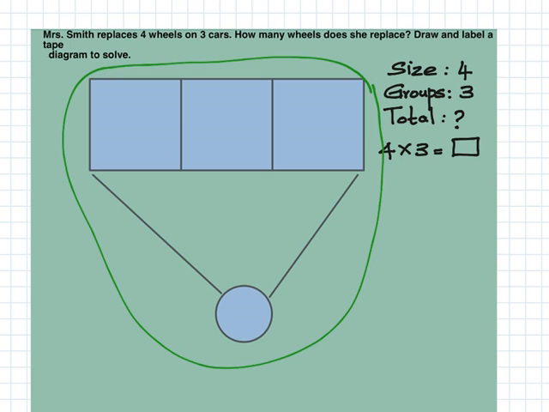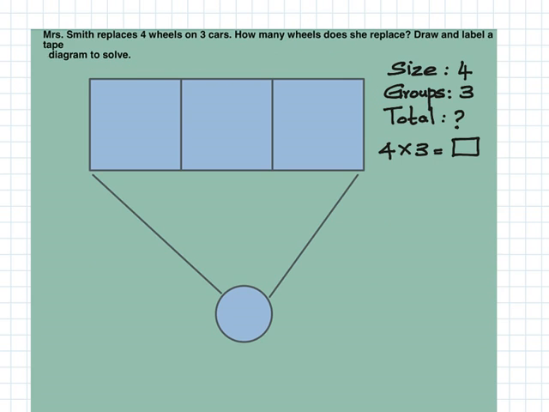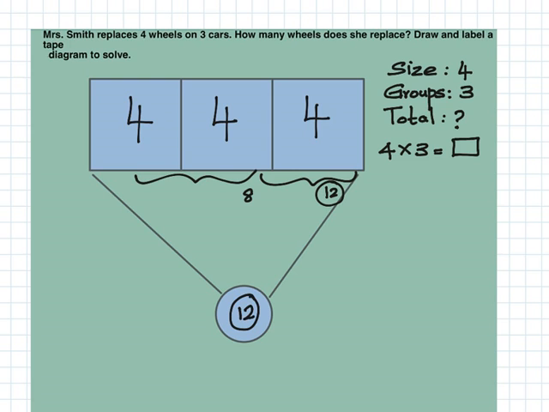So let us fill in the tape diagram. The number of groups is 3. This is group 1, group 2, and group 3. The size of each car is 4 wheels. So this is the second car that has 4 wheels. This is group number 3, the third car that has 4 wheels. So 4 plus 4 will make 8, and 8 plus 4 makes 12. The total 12 goes in the circle.